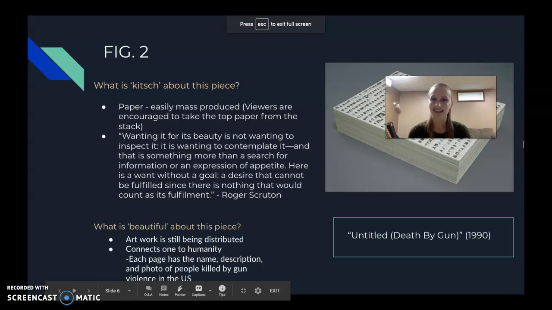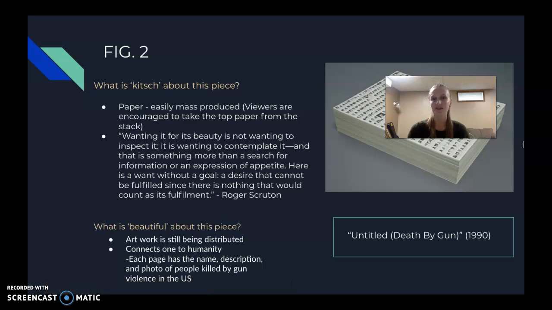Sorry about that. So the second piece I have here is called Untitled Death by Gun, which was made in 1990. This art has a stack of paper, and each of these papers has a photo and the name, the identity, and the death date of somebody who was killed with gun violence in the US. As you can see, it is quite a big stack.